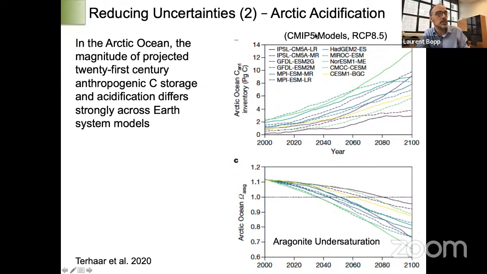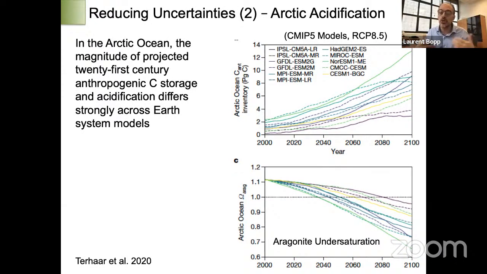So this is done with the CMIP5 models. It's the amount of additional carbon that is stored in the Arctic Ocean for the next decades, all with the same scenario, but with different models. And you see that this is very different. Again, same atmospheric CO2, maybe same acidification at the surface, but when you go deeper in the water column, especially in the Arctic, you have large differences.